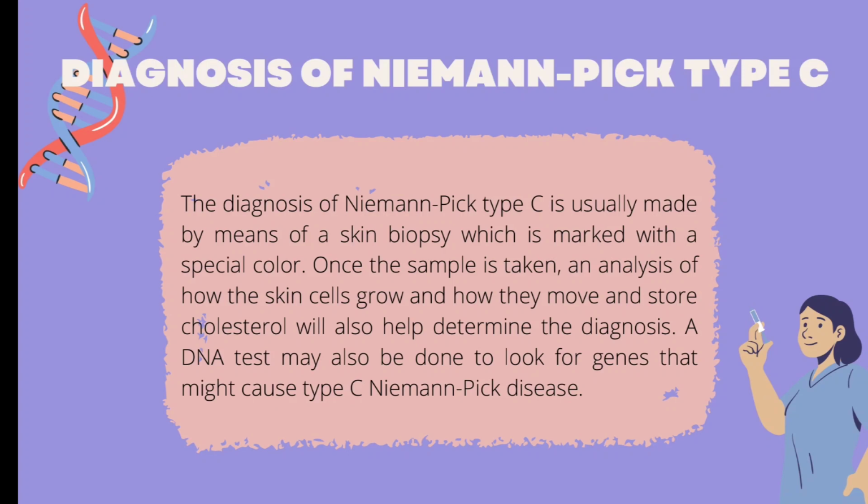Next, diagnosis of Niemann-Pick type C. The diagnosis of Niemann-Pick type C is usually made by means of skin biopsy, which is marked with a special color. Once the sample is taken, an analysis of how the skin cells grow and how they move and store cholesterol will also help determine the diagnosis. A DNA test may also be done to look for genes that might cause type C Niemann-Pick disease.